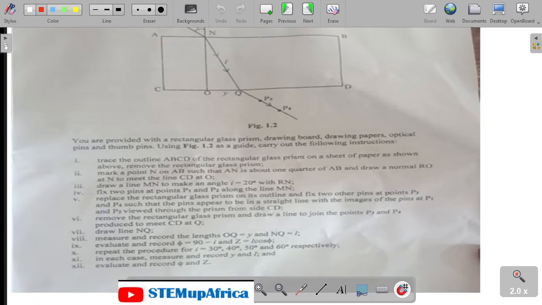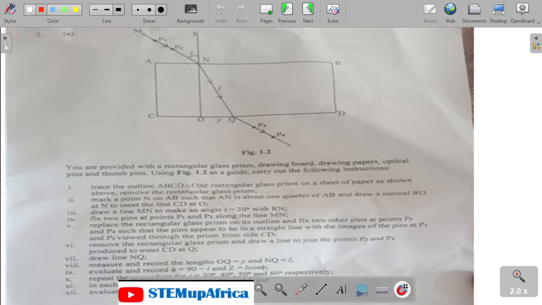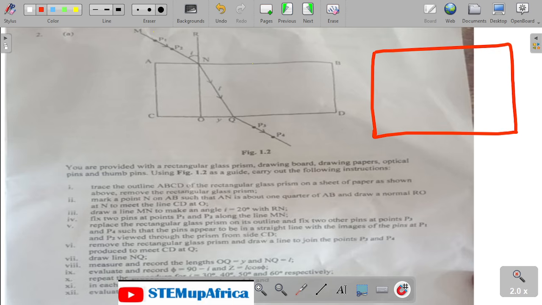Question 2 is a rectangular glass prism. So the standard glass prism most schools are using right now is the one that looks like this. This is the standard one a lot of schools are using. You can actually perform this experiment without conducting the experiment itself, although you have to conduct it because you need the tracing. You have to attach the traces to your booklet.